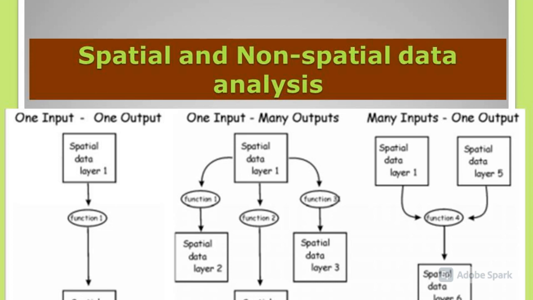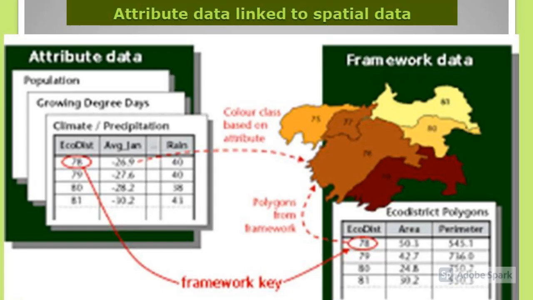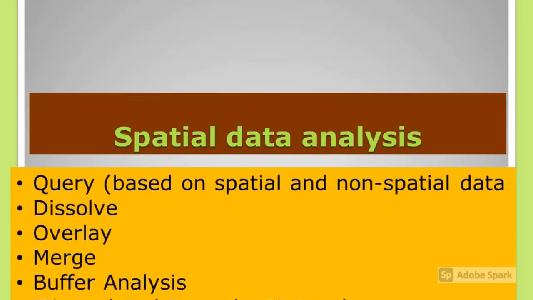Spatial data analysis is a process to look at geographic patterns in data and relationships between features. Spatial data analysis usually involves manipulations or calculation of coordinates or attribute variables with various spatial operation tools. Some of them are discussed below: query based on spatial and non-spatial data, dissolve, overlay, merge, buffer analysis, triangular irregular network.